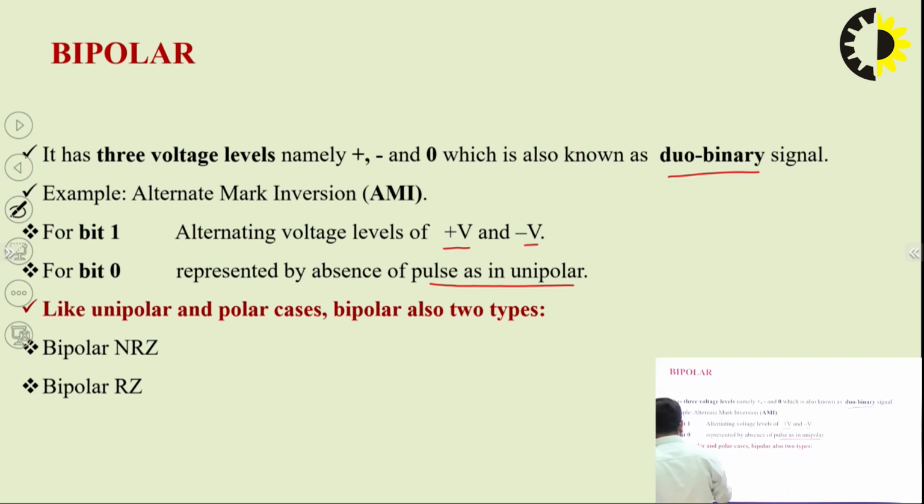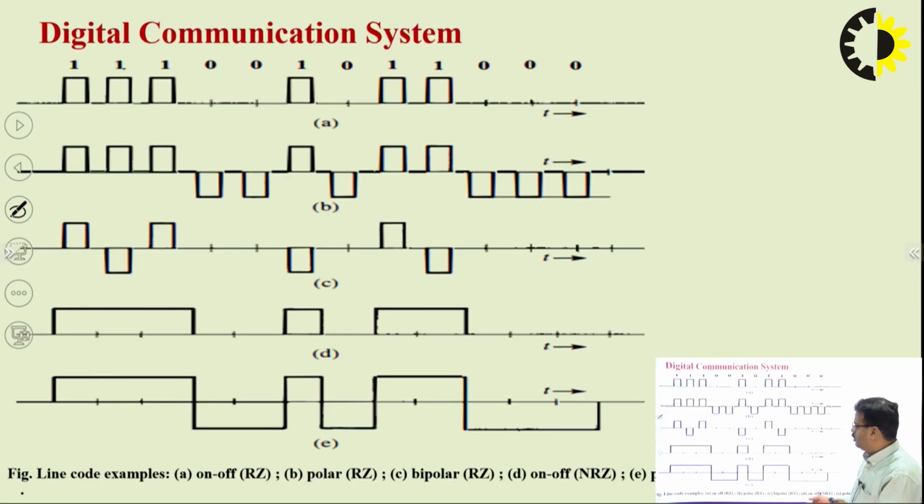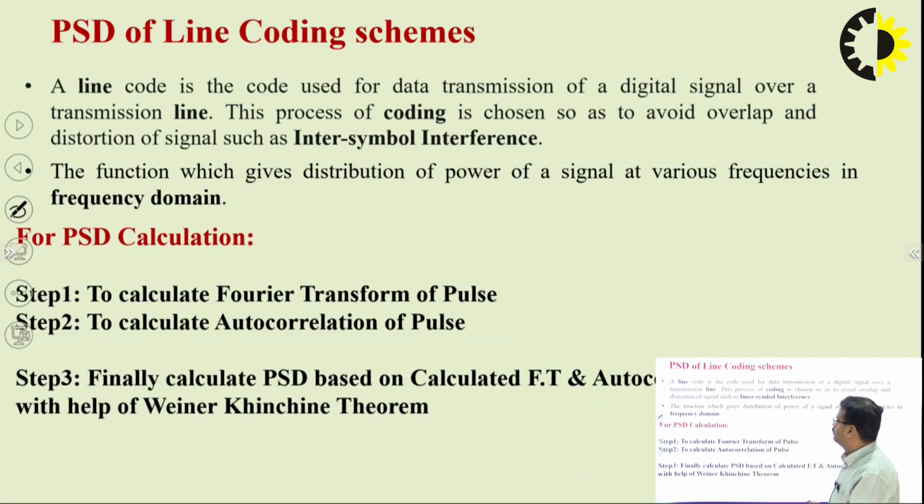So again it will be in terms of NRZ and RZ. Okay. And you can see here bipolar NRZ signal and bipolar RZ signal. It contains 3 voltage levels, okay, plus, minus and 0. And as per the condition you can draw the waveforms for NRZ and RZ bipolar line coding. Now these are the examples you can see here in case of RZ, polar, bipolar, unipolar, RZ, NRZ, polar and so on.